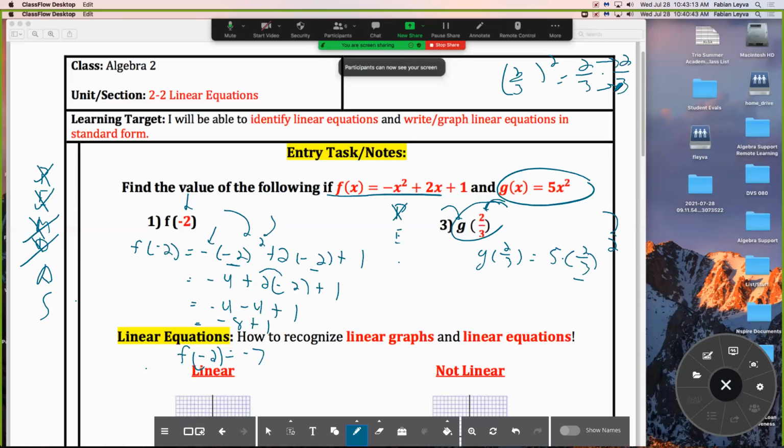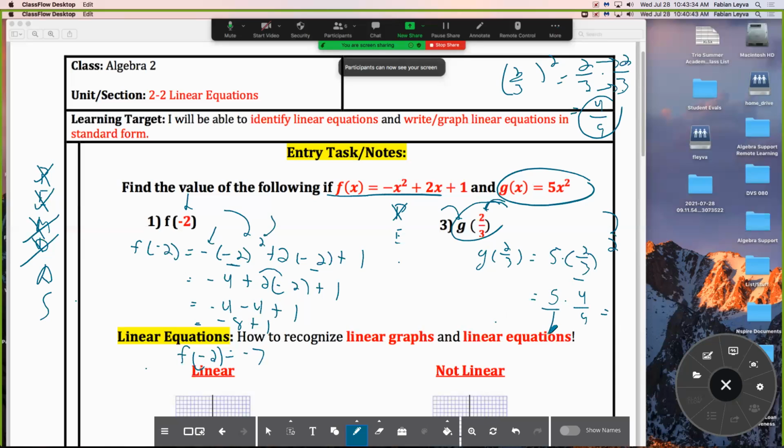Remember, when you're multiplying fractions, you just multiply numerator times numerator, denominator times denominator. 2 times 2 is 4, and 3 times 3 is 9. So you notice I end up with 4/9. Now this is 5 times 2/3 squared. 2/3 squared is 4/9. And now you can see that you have 5 times 4/9.